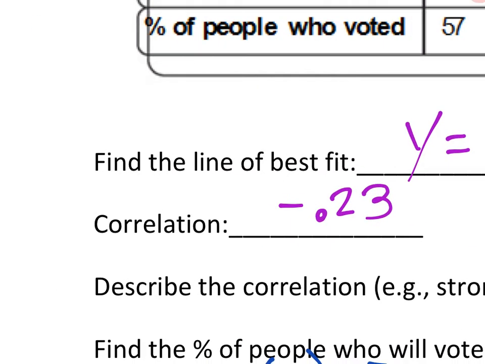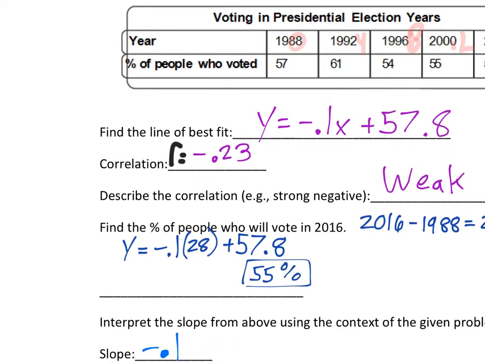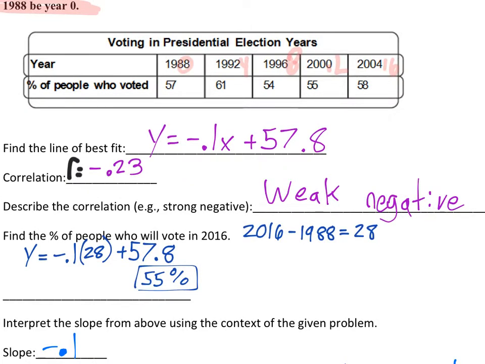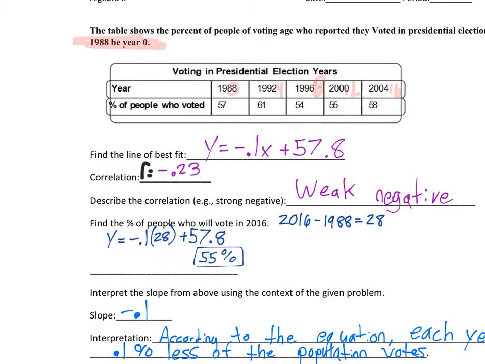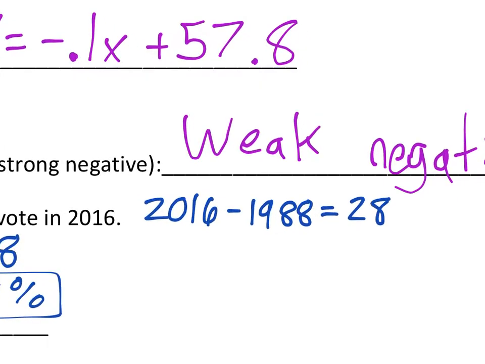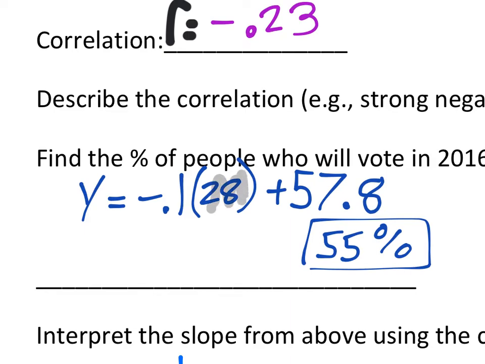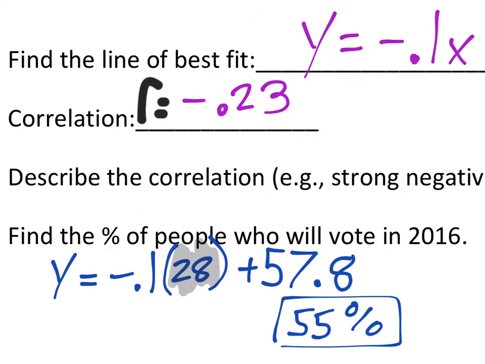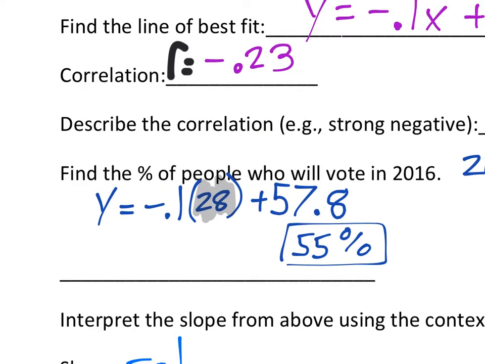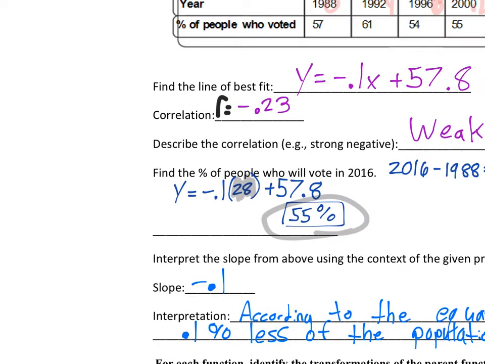The R value that it would give us on our calculator when we did this is a -0.23. That makes it a very weak negative because you need that R value to be closer to -1 to be considered a strong negative. And then it wants us to find the percentage of people who will vote in 2016, which we'll have to figure out how many years past 1988 that is. It's 28. Plug 28 into your equation. Even though our equation has a low R value, it's not going to be a very good estimator. They want us to estimate anyways. And we would find, after we sort through all this, that it would be 55%.